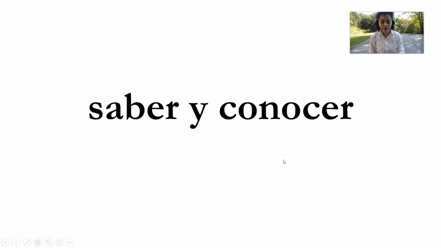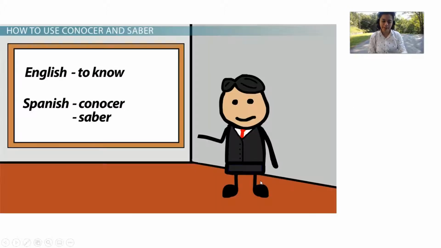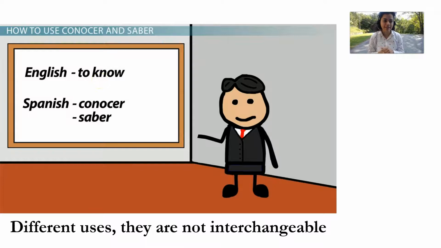I have already talked about this before in earlier lessons, but we're gonna go a little bit deeper into the topic. Saber y conocer means to know, but in Spanish we have two different verbs to say to know. In English you have just one. They have different uses and their uses are not interchangeable. We're just gonna try in this lesson to talk about the different uses.